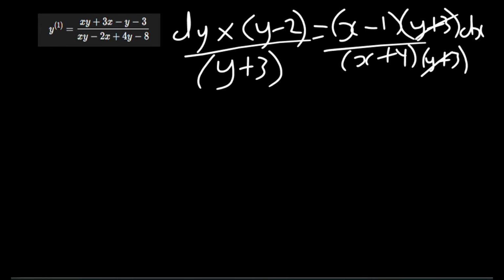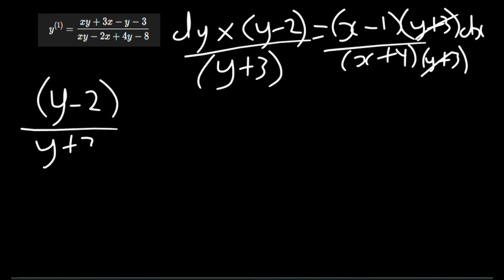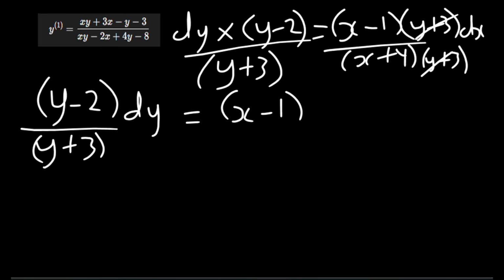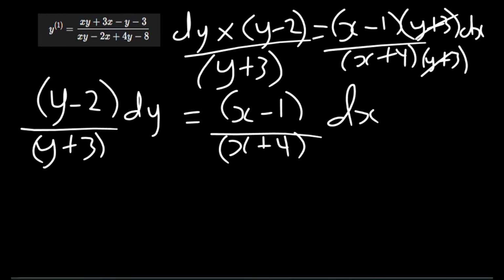So we have y minus 2, open and close your bracket, all over y plus 3. So dy is equal to x minus 1 all over x plus 4 dx. Alright, so we are a step towards the answer. So we've been able to separate the variables.